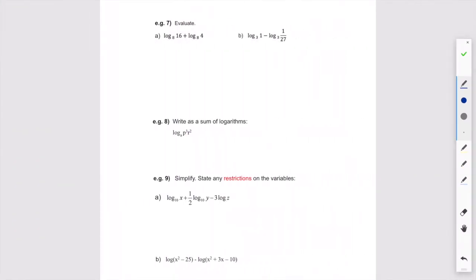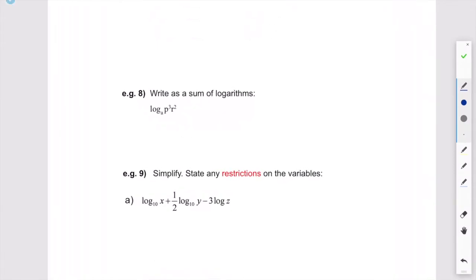So if you're confident, what you can do is try other questions using the properties and laws of logs before you continue with the video to check your answers.